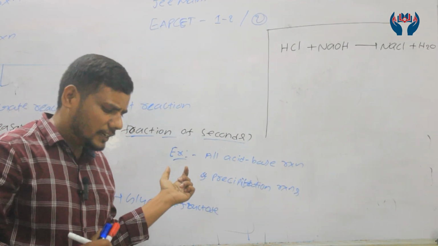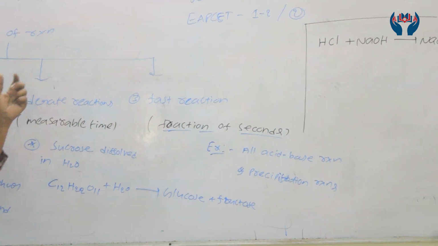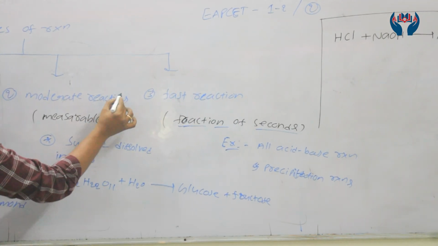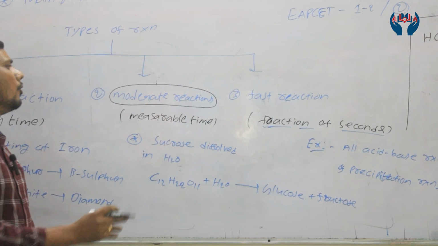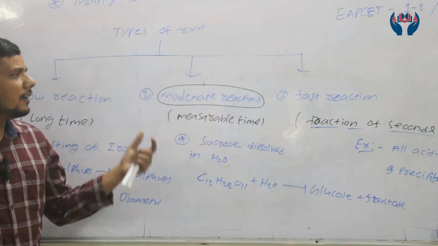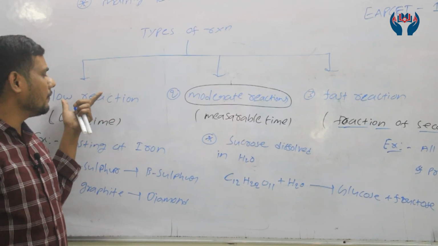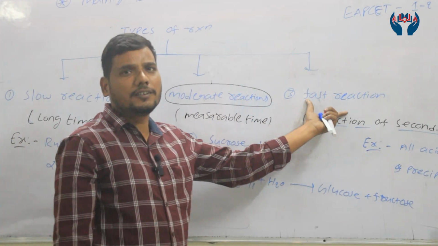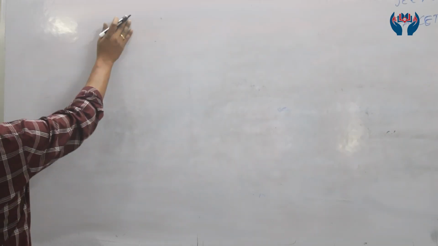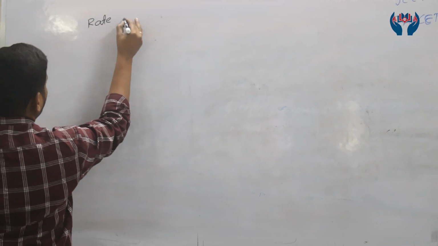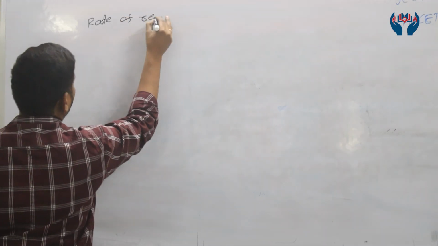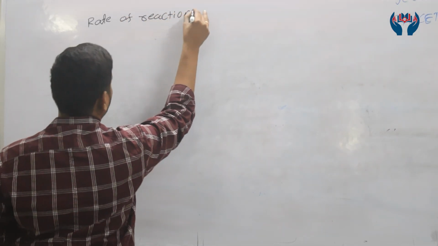Among these three reactions, only the moderate reaction has measurable time. That's why chemical kinetics explains only the rate of moderate reactions. It does not explain the rate of slow reactions and fast reactions. So, what is the rate of reaction?